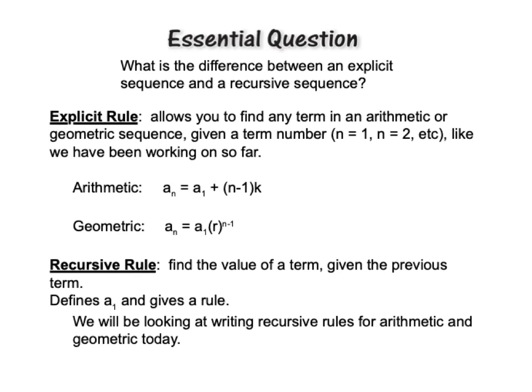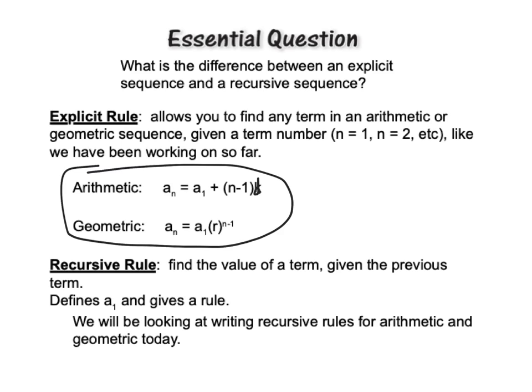Okay, and welcome back. We are on our last section of Chapter 8. The first part of our chapter we have spent working with explicit rules. These explicit rules are the ones we've been working with, which are right up here. Arithmetic is a sub n equals a sub 1 plus n minus 1 times d, that should be d, not k. And geometric was a sub n equals a sub 1 times r to the n minus 1.